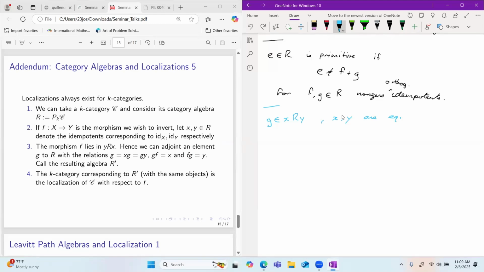Can't write it out. Are equivalent by means of F and G.